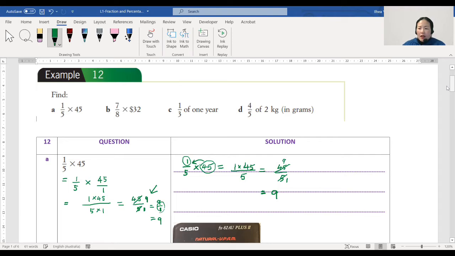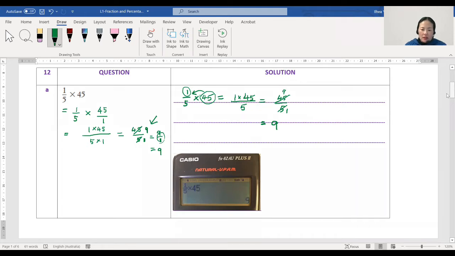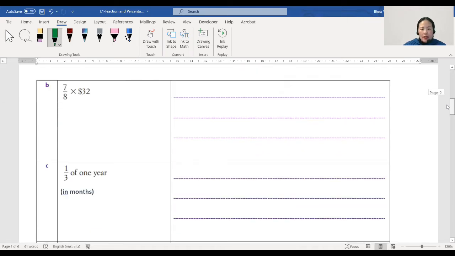Okay. Now, this one is easy now because I'm going to use a calculator. And on your calculator, obviously, you use the fraction button. It'll be 1/5 times 45 equals 9. But this question might be in a section where you can't use a calculator. So it's good to practice without using a calculator, but also it's good to use a calculator to check your answer. Okay, so next question, I'm going to have a look.